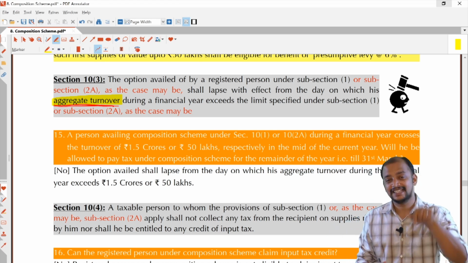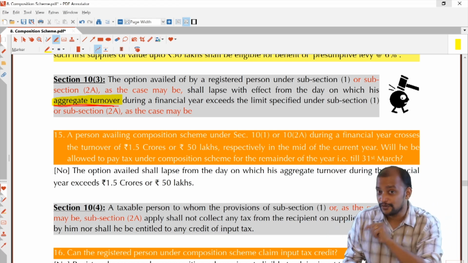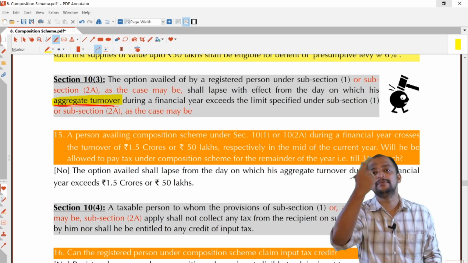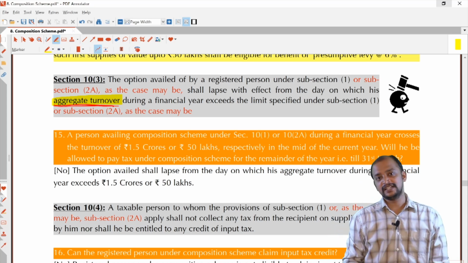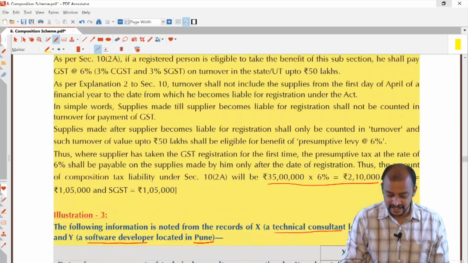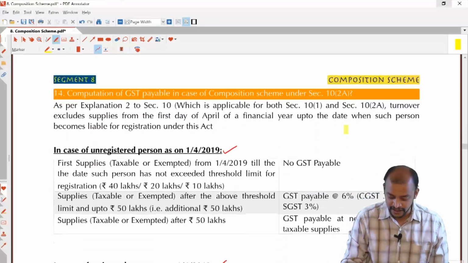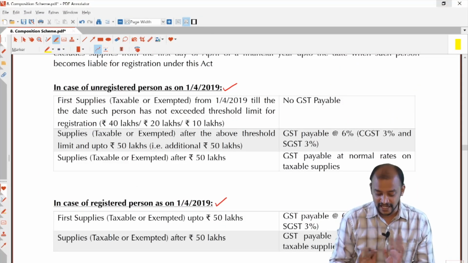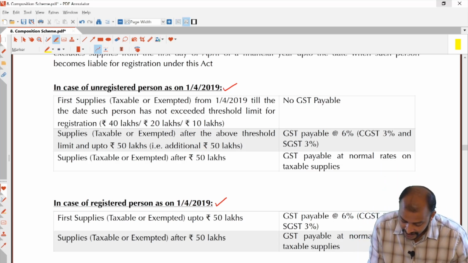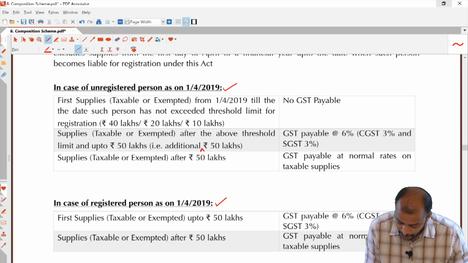So 10 subsection 3 says clearly what? On which his aggregate turnover during the financial year exceeds the limit specified. So which means, sir, whatever is our understanding, that here it should be additional turnover. No, that is additional 50 lakhs. No, it is additional up to 50 lakhs.